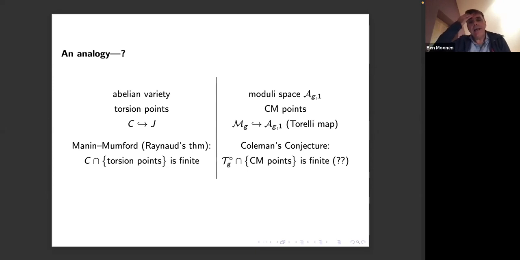But what the analogy would then be is that on the left side, you could look at abelian varieties with torsion points sitting in them. And then you could look at a curve embedded into a Jacobian. And then you have the Manin-Mumford theorem, saying that C misses almost all the torsion points. And on the right-hand side, we would replace the abelian variety by the moduli space of abelian varieties. The analog of the torsion points would then be the CM points, so the points where the abelian variety has CM. And then we could embed M_g into A_g, by the Torelli map. And then you see indeed that there is this nice analogy and that Coleman's conjecture is somehow similar to Manin-Mumford, with the big difference that on the left we have a solid theorem and on the right we have a conjecture.